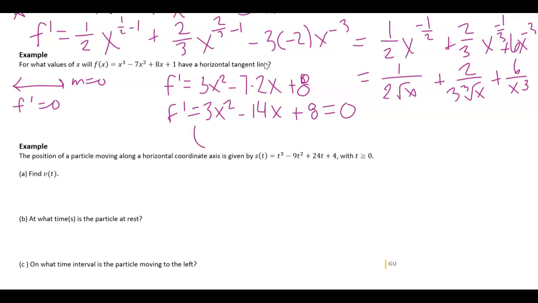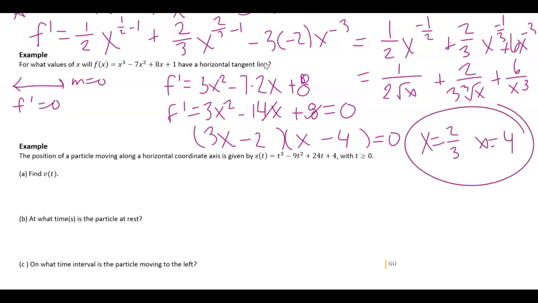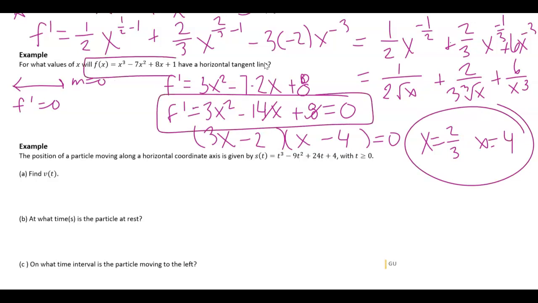I need to factor this. And if I use negative 4 here and negative 2 here, then I do end up having negative 14 as my like terms with my x's and my plus 8. And so I get x equals 2/3 and x equals 4. That is where my derivative is going to be equal to 0, and that is where my original function will have a horizontal tangent line.